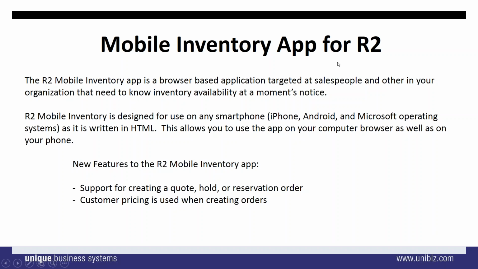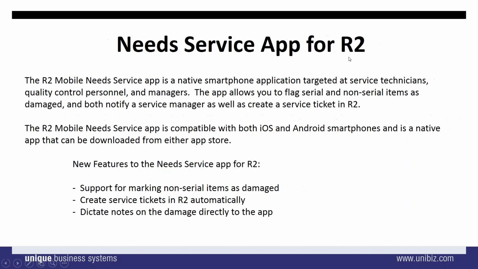Moving on to our next product in here that we're going to be showing, the Needs Service app for R2. Okay, this is a native smartphone app, and this is targeted at your service technicians, quality control people, or any of the managers. Essentially what this is allowing you to do is to find things that are damaged or require service. Make that notation at the time that you find that item. It can be on site or in your warehouse, and it will allow you to notify a service manager as well as create a service ticket directly in R2 as an option.